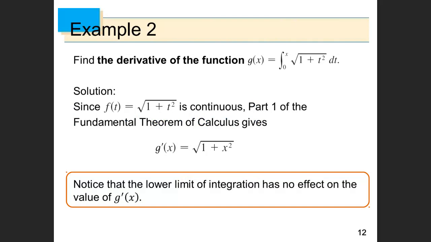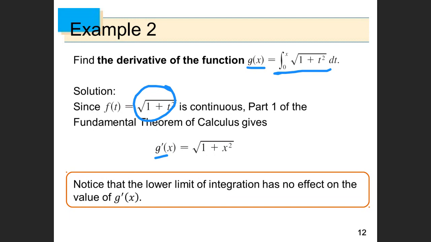Let's do some examples. Find the derivative of the function g of x is equal to the integral from 0 to x of square root of 1 plus t squared dt. Now, if you notice, this is already in the form. Directly, we can see that this root function is continuous. So if you apply part 1 of the fundamental theorem of calculus, you get that the derivative g prime of x is just f of x.